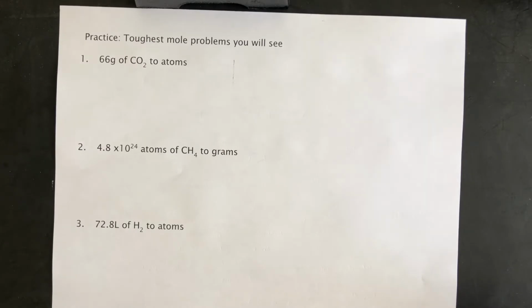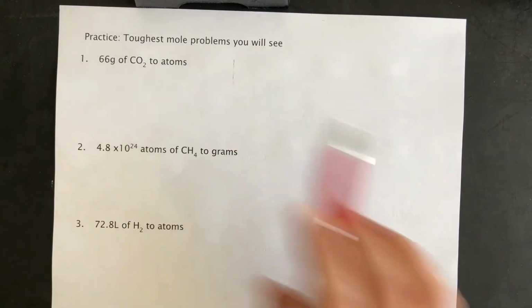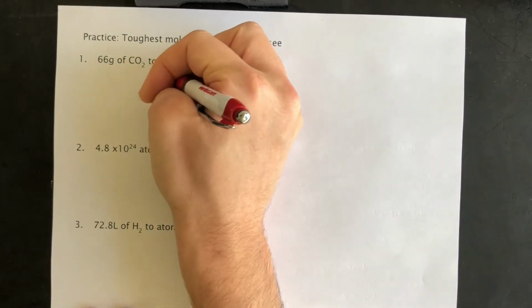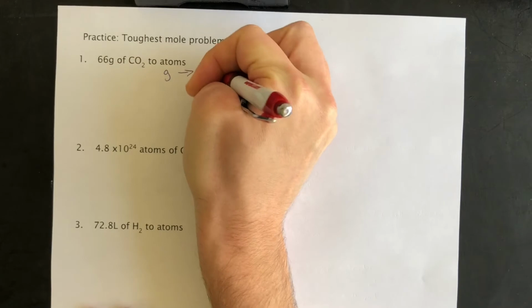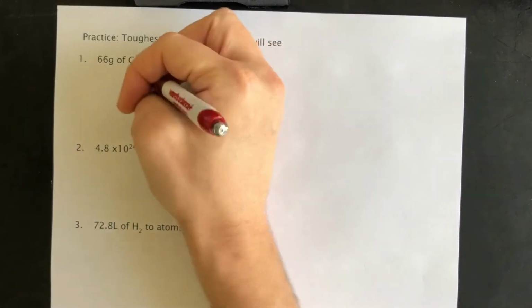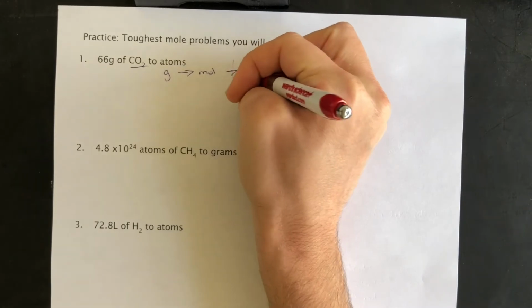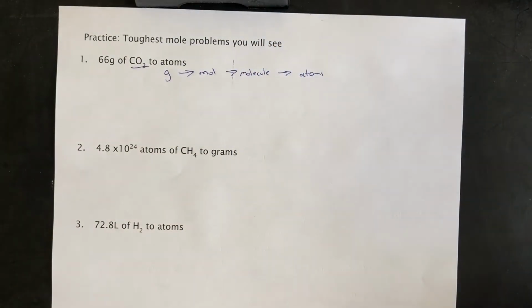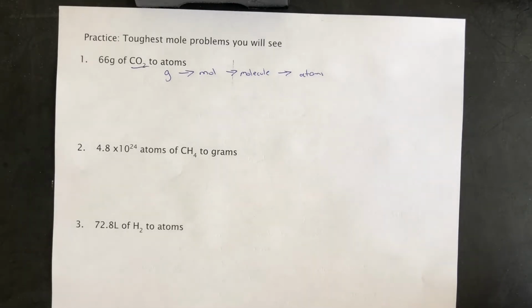The last thing we can do with this is put it all together and actually have a 3-step problem. So looking at number 1, it says 66 grams of CO2 to atoms. So we start off with grams. The only thing we can do with grams is to go to moles. From moles, we can go to particles. For CO2, that particle is going to be a molecule, and then we can go from molecules to atoms. If you're struggling with this, coming up with a plan, coming up with steps is definitely a good starting point. But first, we need to do grams to moles.